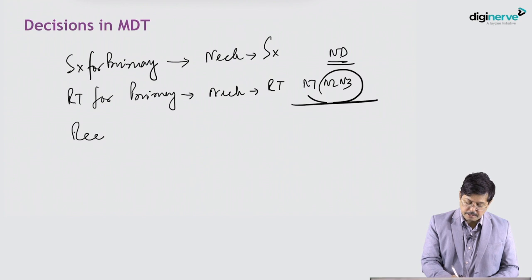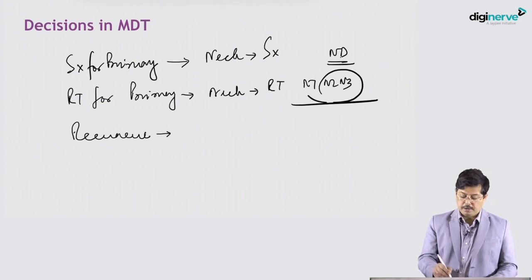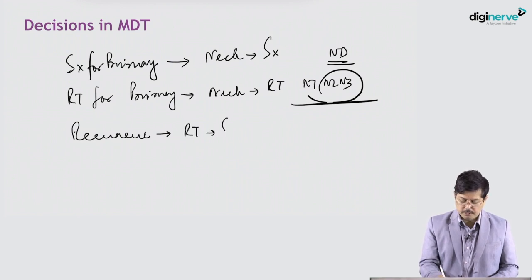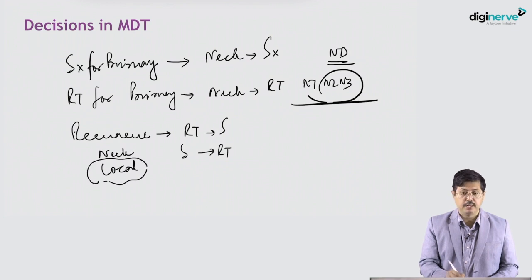If you are thinking about a recurrence of the tumor, then it becomes important to think about which happened first. If it was radiotherapy, go for surgery. If it was surgery, go for radiotherapy, and particularly we are talking about the neck. Local recurrence is a big challenge, and you again need to discuss amongst them.